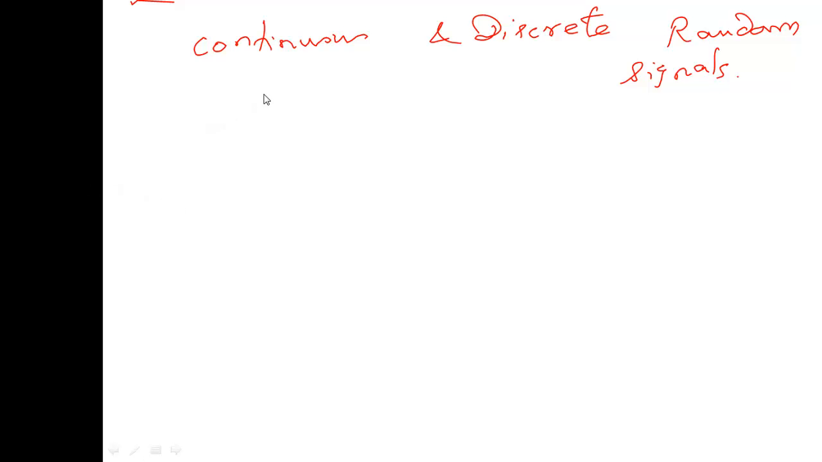Whenever I say it is a continuous random signal, the signal transition can happen at any point of time. I am not going to be delineating them with respect to any particular time instant.